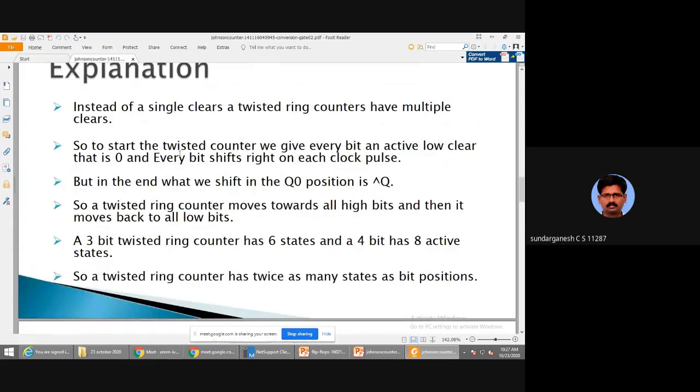Here a single clear is not possible. You have to do a multiplex clear because this twisted ring counter may produce more outputs. In a ring counter you have only one output; the one will be available in any one of the flip-flops. But a twisted ring counter or Johnson counter will have more outputs. You have to clear all the flip-flops simultaneously. So in order to operate, you first give a low input clear, so all the flip-flops are cleared.